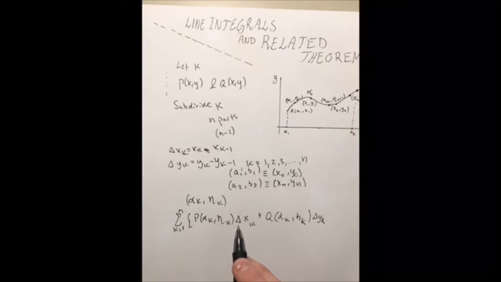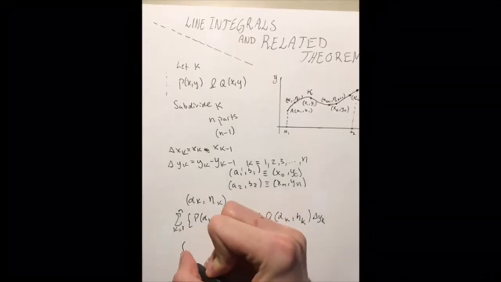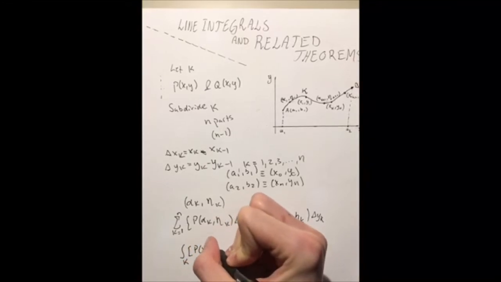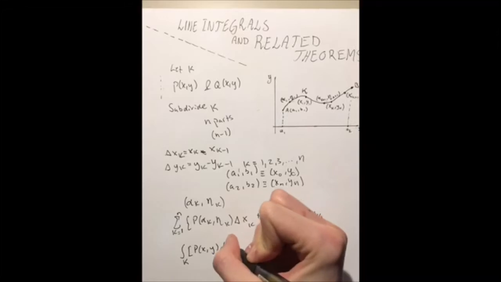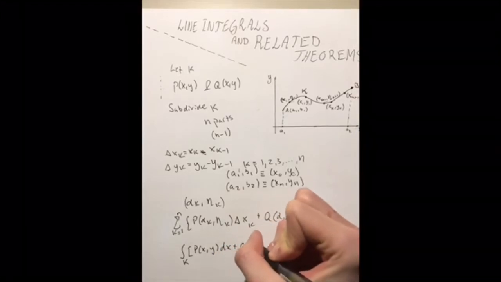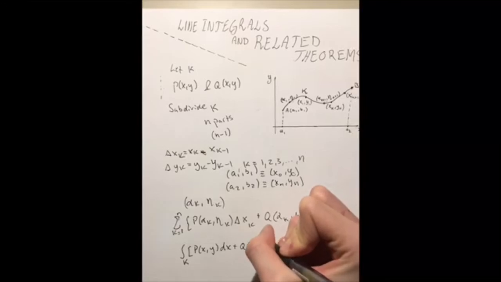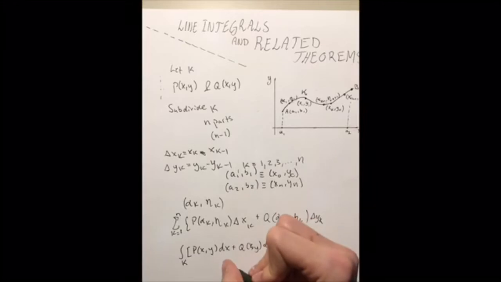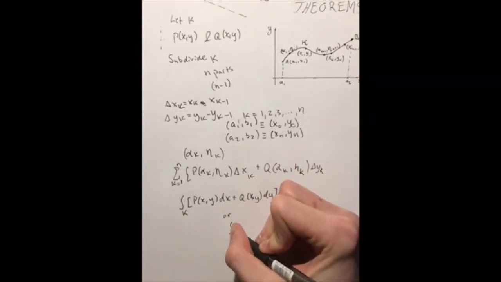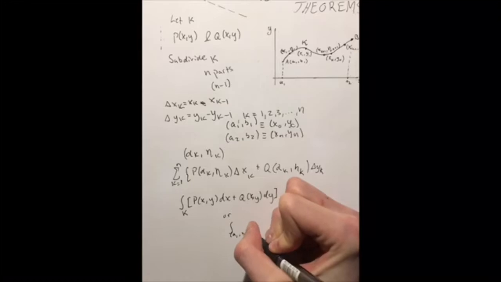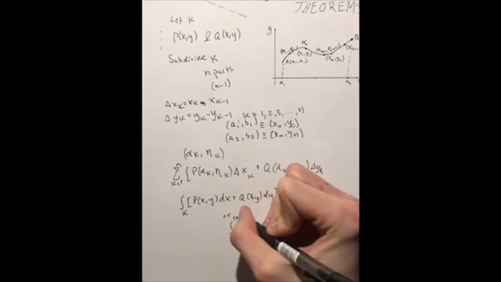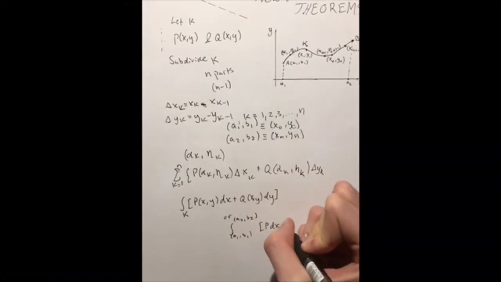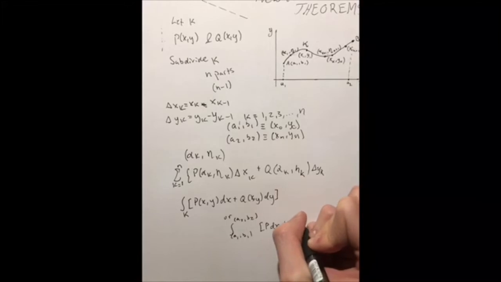this is denoted by the integral over K of P of x and y dx plus Q of x and y dy, or integral from A1 B1 to A2 B2 of P dx plus Q dy.